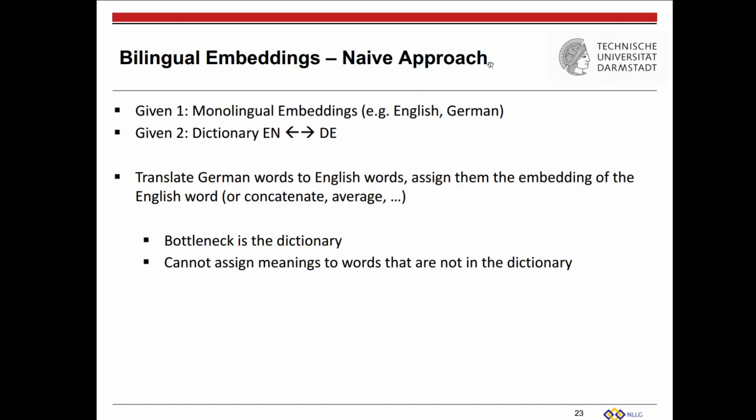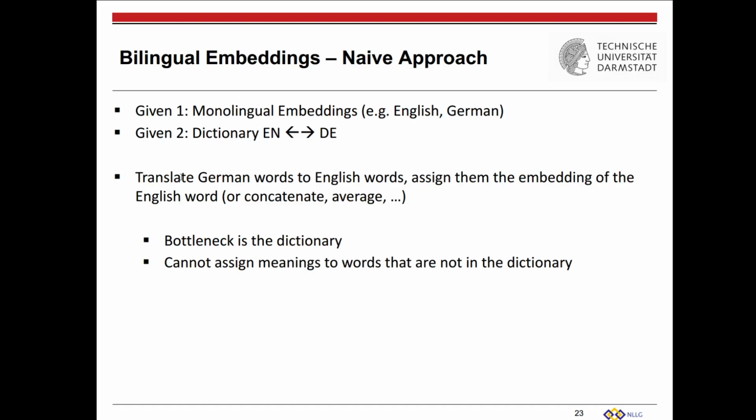our languages are English and German, and we have a big English corpus and a big German corpus, and we induce monolingual embeddings from these corpora, one in English and one in German, and for example, we use Word2Vec for that. And then let's secondly assume we have a dictionary that maps between English words and German words. Of course, our dictionary is finite, so maybe we have like 10,000 pairs of translations in that dictionary.